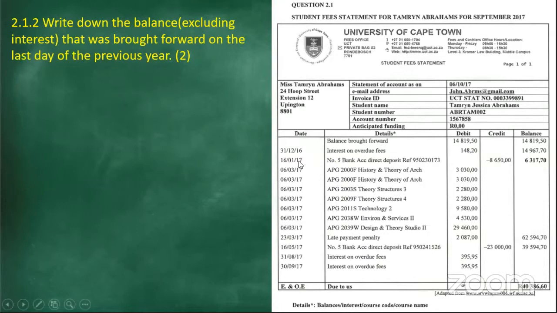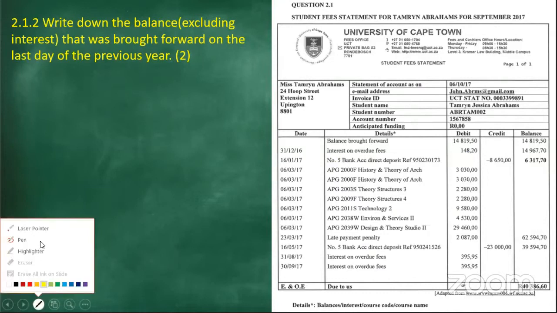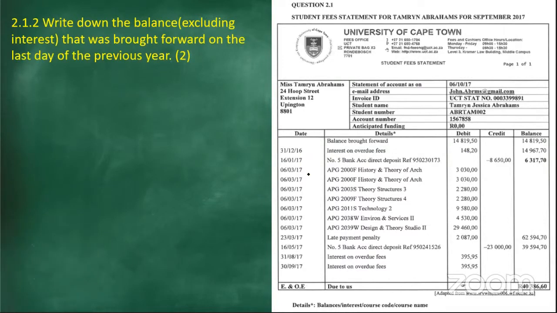In the preview, you'll see that almost all our transactions occurred in 2017. So the previous year is 2016. It's telling us to exclude interest, so we need to write down the balance brought forward excluding interest. It is 14,819 rands 50 cents.